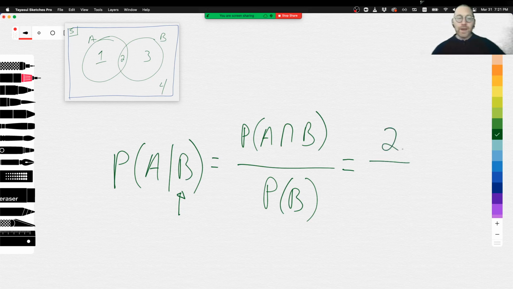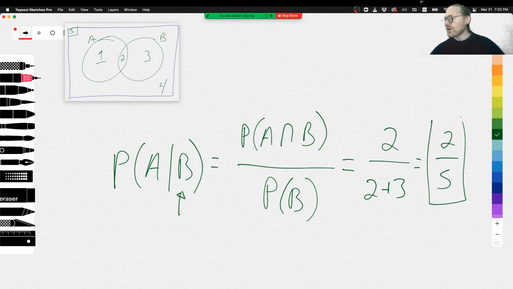I think for me, it's helpful to think about probabilities as probability areas, depending on the problem. So that looks like 2 to me. And then if we're constructing B, that looks like 2 plus 3. And at the end of this it looks like 2 over 5, right? And so in this visual representation, we can think of the probability of A given B as being 2 out of 5.